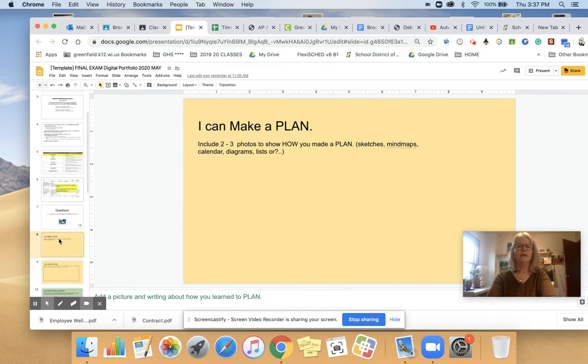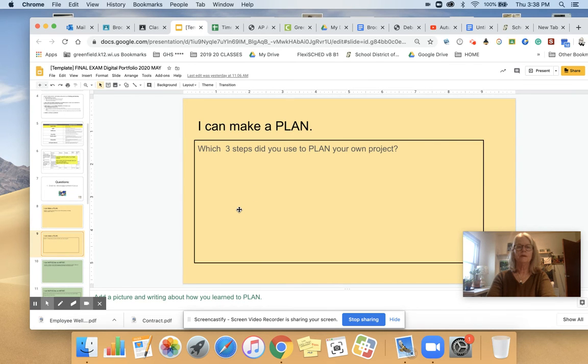And then you're going to get to the first slide where you're going to submit a photo of how you made a plan. Including 2 to 3 photos would help get you to a higher score. If you only have one, put in 1 picture. Show how you made a plan with sketches, mind maps, calendars, and diagrams. Okay, then here, put in what steps you used. You can type those in.